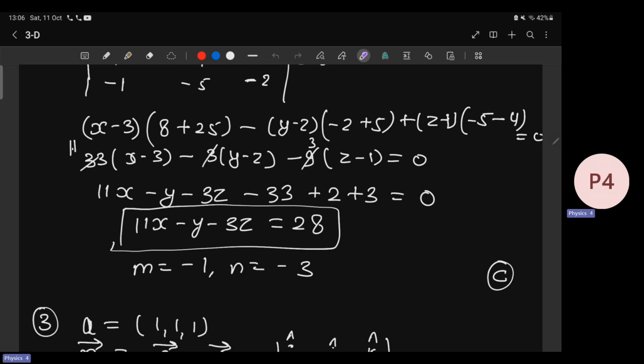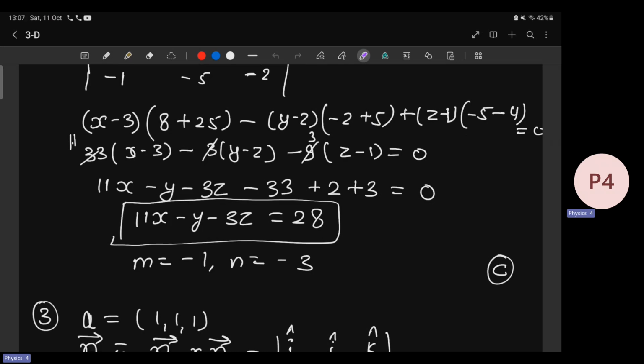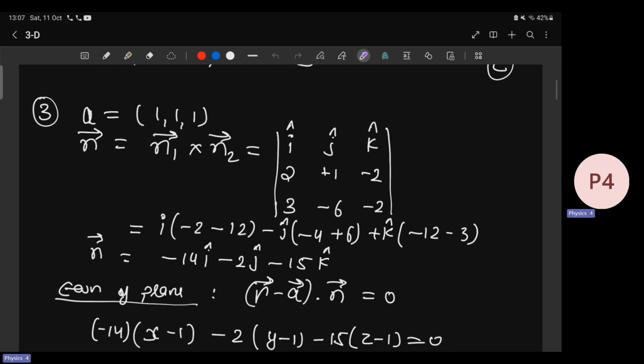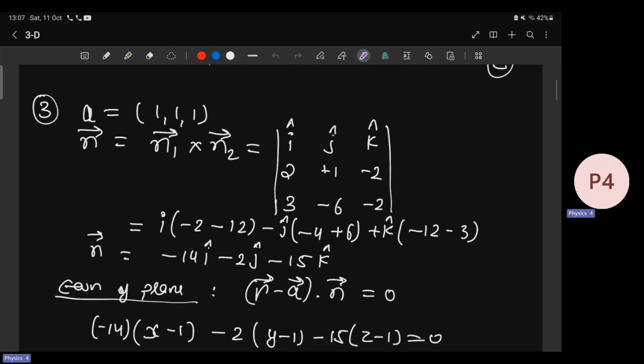And the equation of the plane which is given to us in the format 11x plus my plus nz equals 28, we can compare these two easily and find the values of m and n. From here we got m equals minus 1 and n equals minus 3. I hope it is clear to everyone. Now we move on to the next question, question number 3.